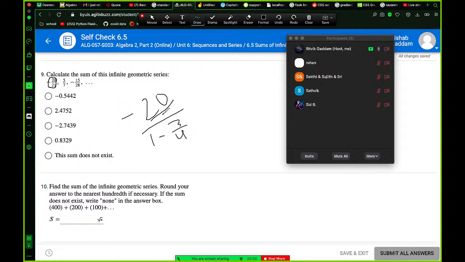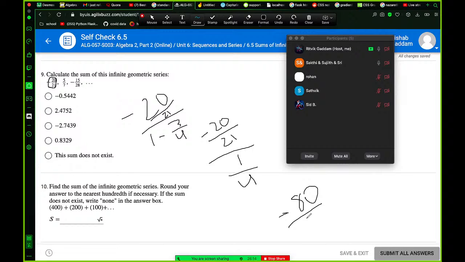Okay, so that's negative 20 over 21. And now we have to do 1 minus 3 over 4, and that's 1 over 4. And now you can just multiply negative 20 over 21 and this is supposed to be like that. So this is obviously going to be 7. Oh, 7, yeah, right. Isn't it minus 3/4? Yeah, that's what I just noticed.